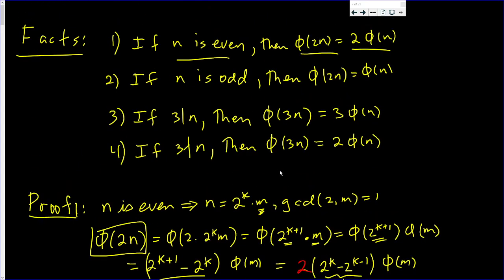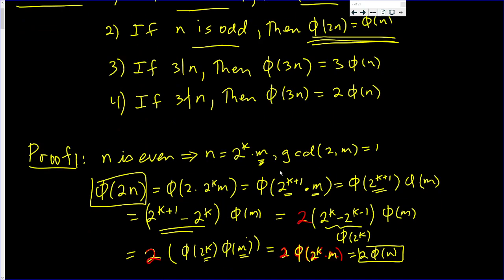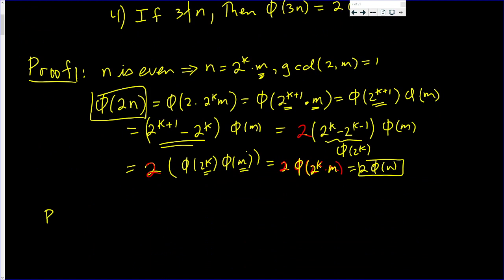Now, part 2. If n is odd, the 2 disappears. The 2 just disappears. Proof of 2. n is odd. That means n does not have any powers of 2. This implies that 2 does not divide n.